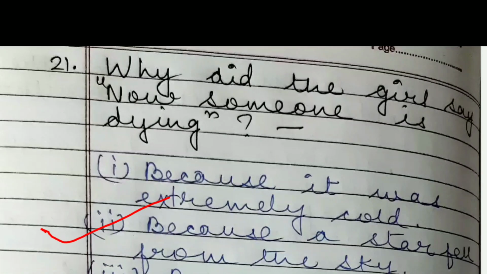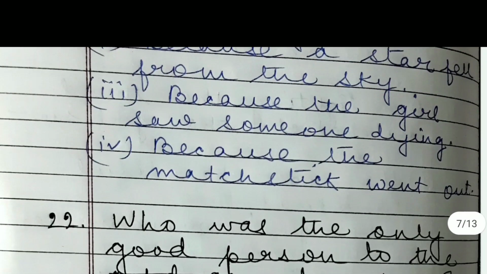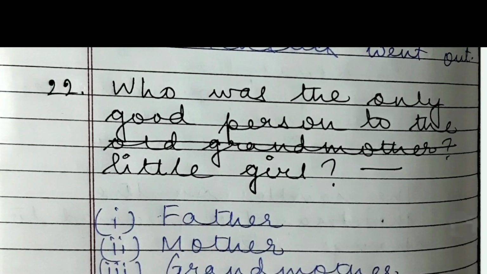And this is a very ironical comment. Why? Because we, the readers, know that it is the girl who is going to die. So this someone is the girl herself, but she herself does not know that, or rather she does not realize that.